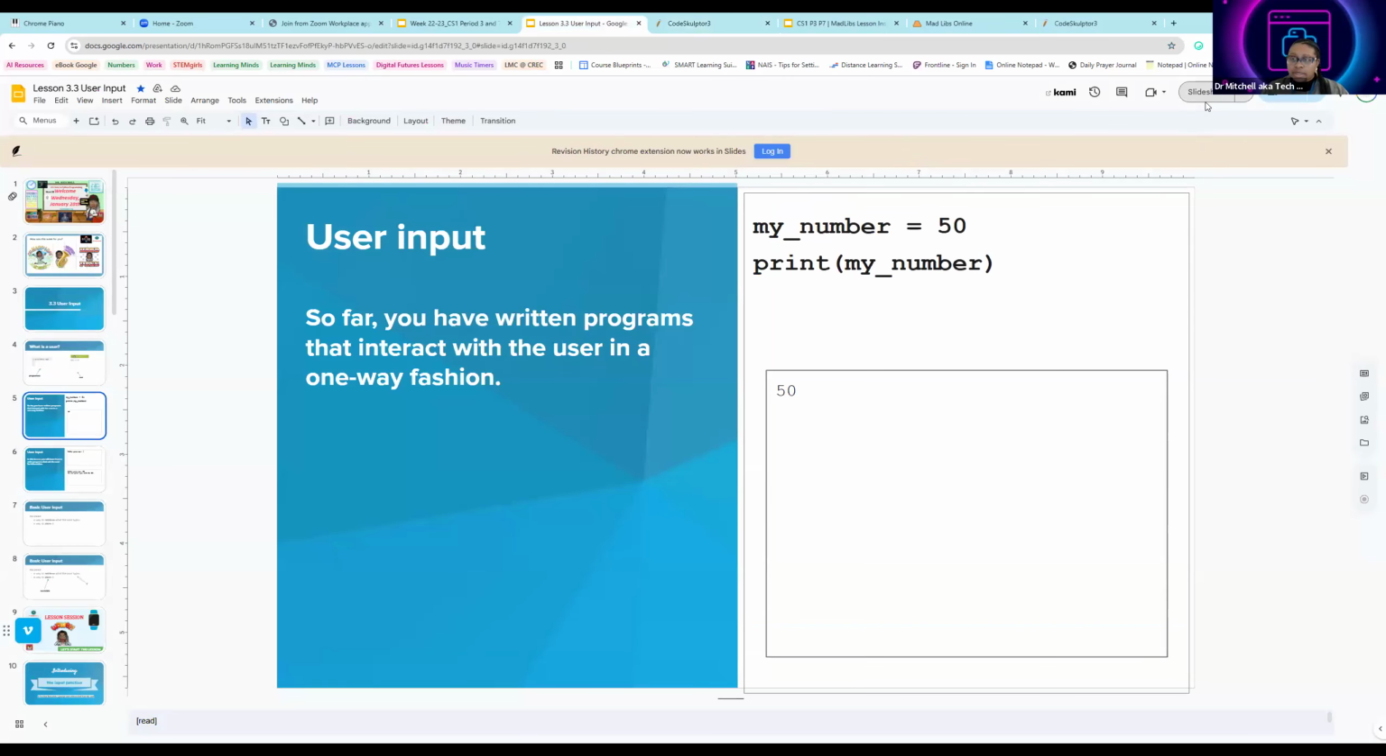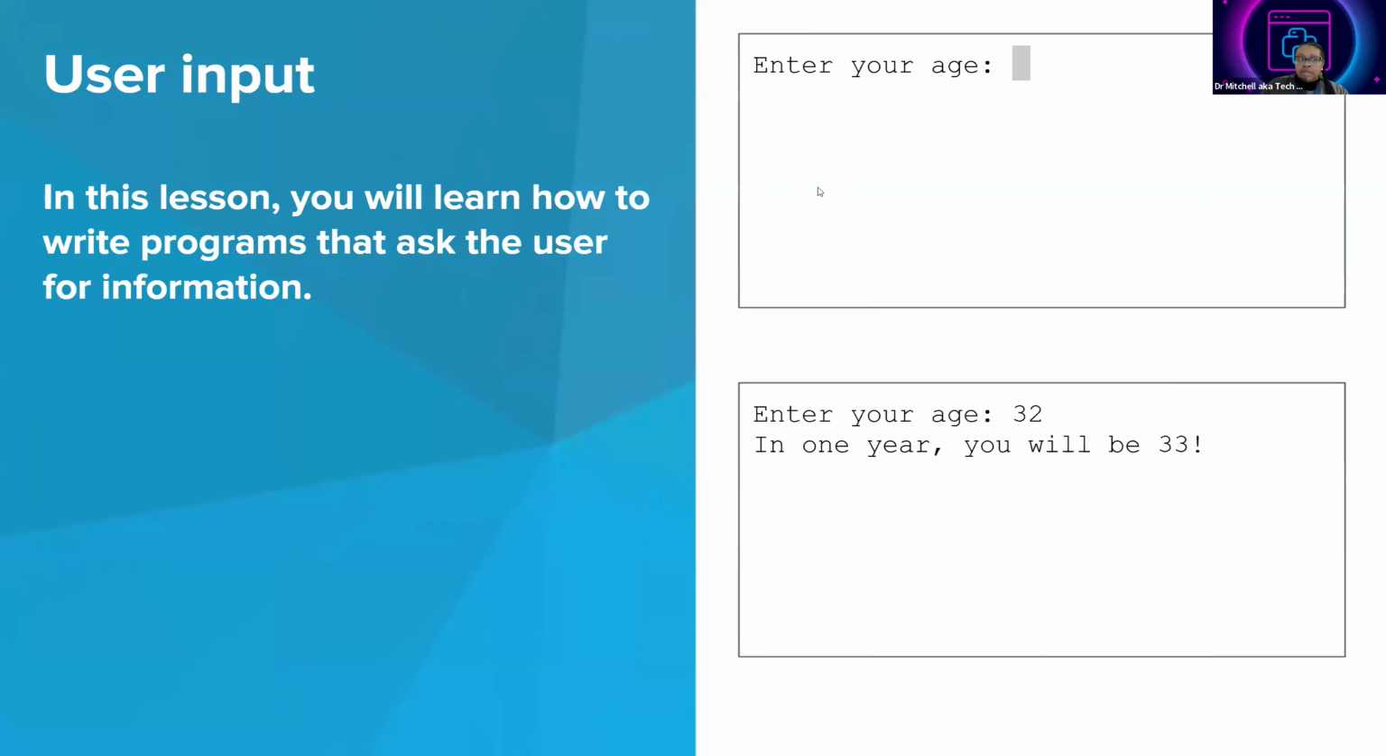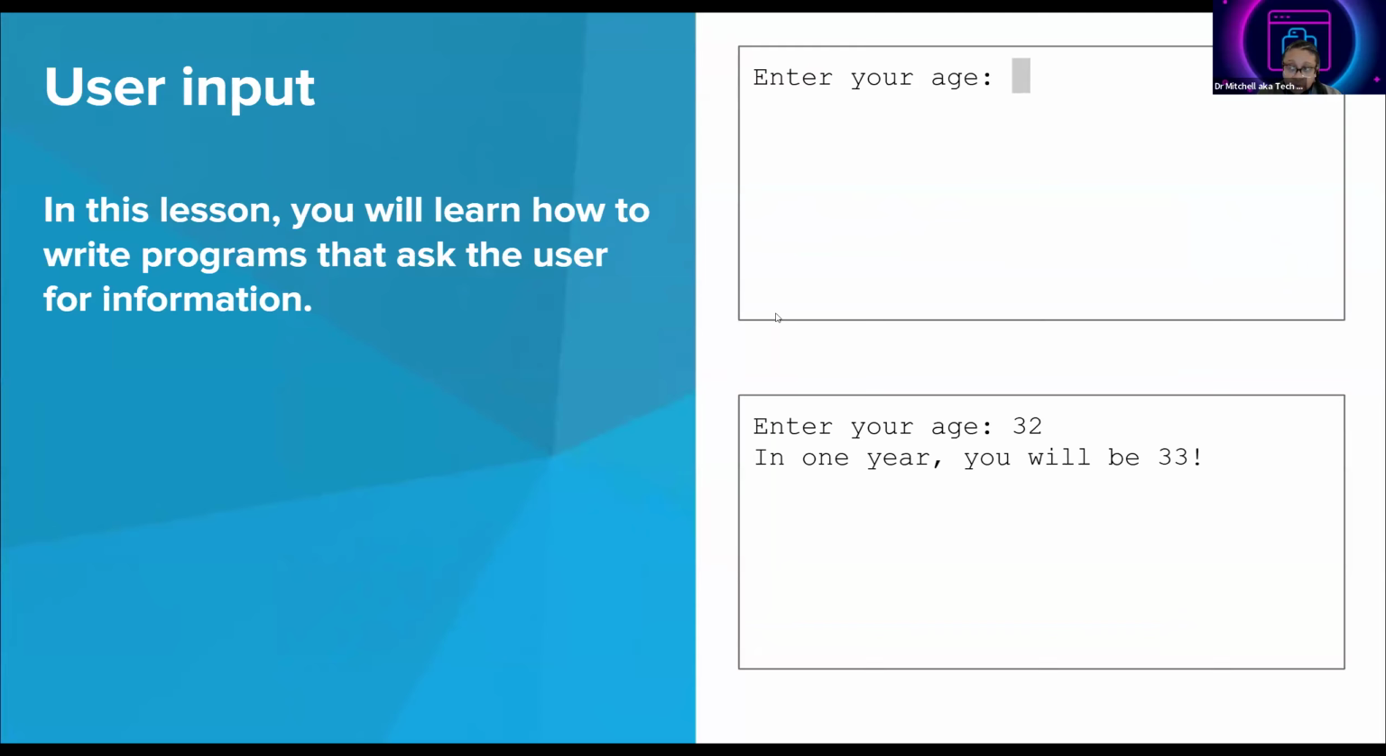When you are working with user input, you want to make sure that you are asking questions that the user will know or be engaged to answer. In this lesson, you will learn how to write these types of programs that ask the users for this information. For instance, this is enter your age, and they enter their age, but there also is a response. It's like a conversation that is happening, and that's what you want to have as well.